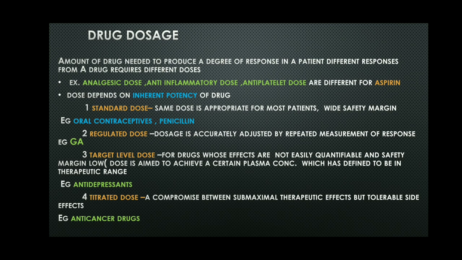Now titrated dose, what is it? A compromise between submaximal therapeutic effect and tolerable side effects. Now in titrated dose we have some drugs जिनका आप इतना डोज नहीं दे सकते कि मैक्सिमल थेराप्यूटिक इफ़ेक्ट रीच कर सके. क्यों नहीं दे सकते? बिकॉज उनके एडवर्स इफ़ेक्ट्स काफ़ी सिवियर होते हैं. So we establish a compromise between the submaximal therapeutic effect and the tolerable side effects. We will only give that much dose of the drug जिससे जो side effects हैं वो tolerable हों. Okay, हम tolerate तो कर सकें कम से कम, right? Now anti-cancer drugs have very severe side effects, so they are the example for titrated dose.